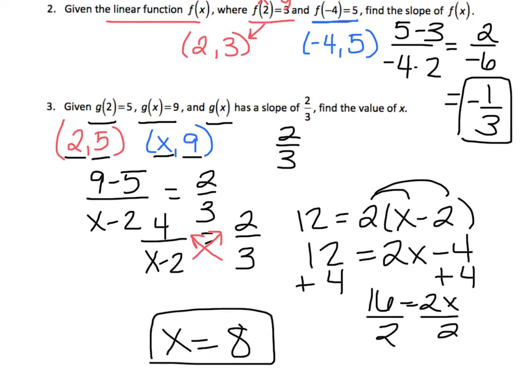Okay, so if you're given a slope and you're asked to find one of the points, that's how you would solve it. So you'd solve just how you normally would, set up the equation, and then cross multiply in order to figure out what the missing value is.